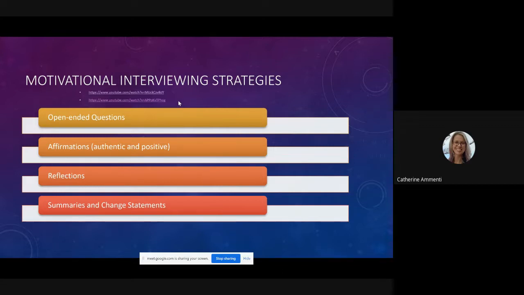So what I'm understanding is, these are the things that you're concerned with. Summarize what they have said so that it really affirms that you have been listening and that you have been taking in that information. And then utilize those change statements as well. Make sure that they understand that.